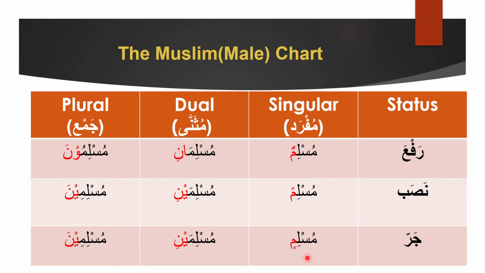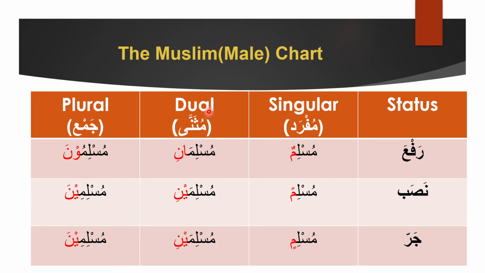Now the last part. Remember in the last slide we have learned about Rafa and Nasab. But what about Jar? Many of you might have this question yourself. For Jar we have Kasratain. So Dhammatain for Rafa, Fathatain for Nasab, and Kasratain for Jar. Is that correct? Is that clear?